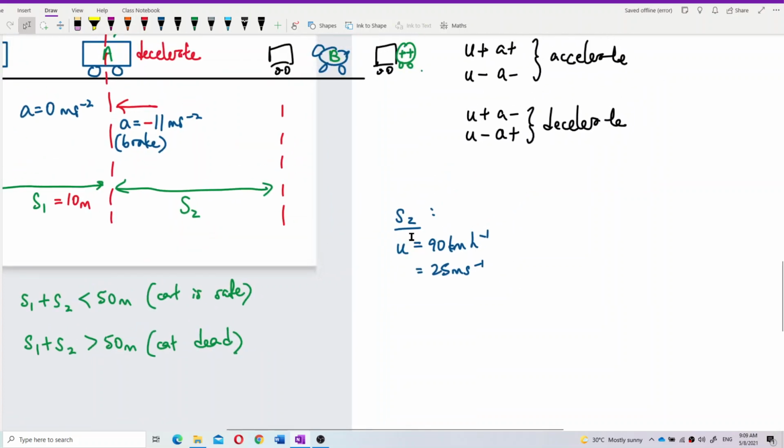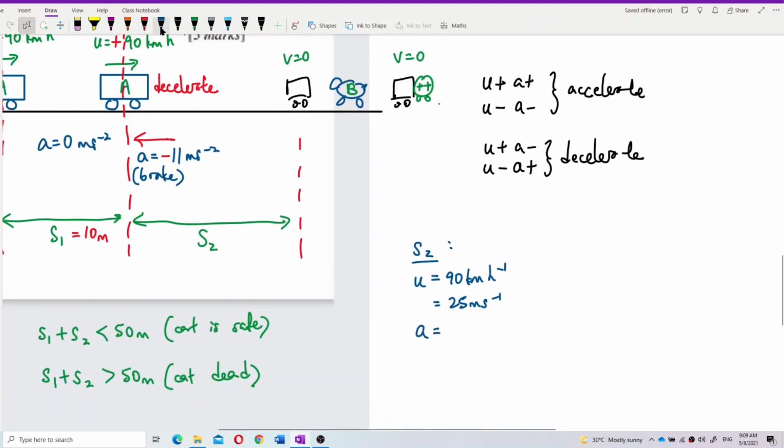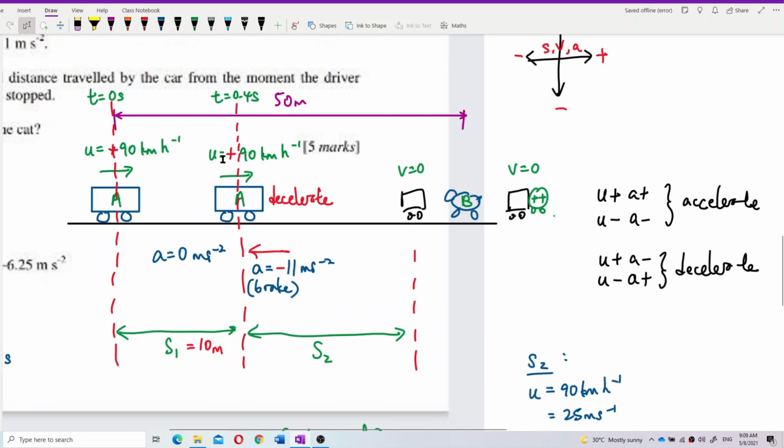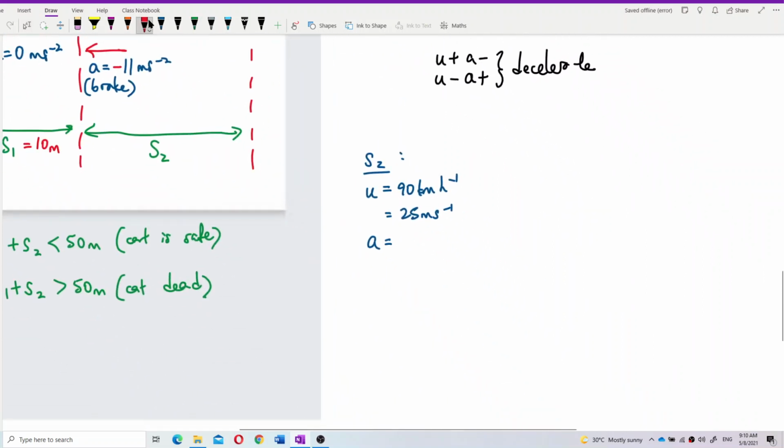Now, this is already after the reaction time. After the reaction time, the person realizes they need to stop the car, need to brake the car. So it starts to decelerate. Remember, because the velocity is positive, the acceleration needs to be negative. The acceleration and velocity need to be in opposite directions so that the car decelerates. So we must put the negative sign. If you don't put a negative sign, then you are wrong.